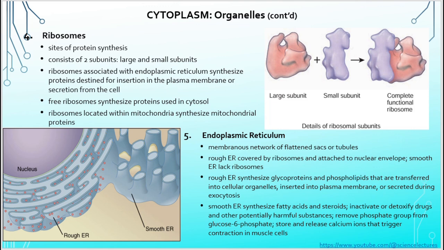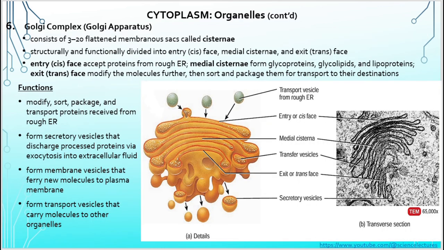In the liver, kidney, and intestinal cells, a smooth endoplasmic reticulum enzyme removes the phosphate group from glucose 6-phosphate, which allows free glucose to enter the bloodstream. In muscle cells, calcium ions that trigger the contraction of muscle cells are released from the sarcoplasmic reticulum, which is actually a form of smooth endoplasmic reticulum.